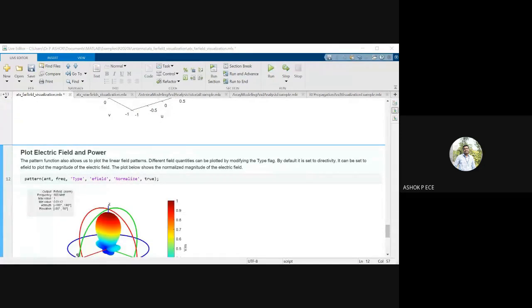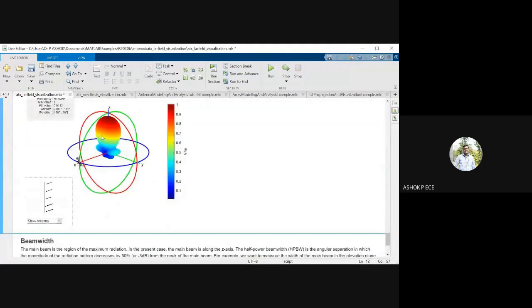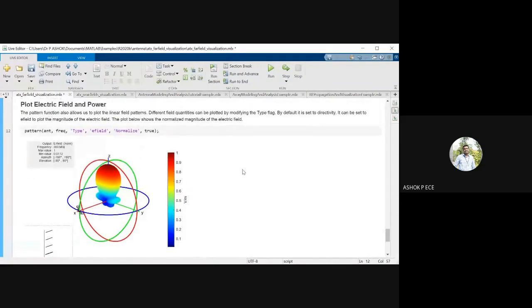This is the electric field. Along the major lobe, you have maximum field. Along the minor lobe, you have minimum field. This is the electric field distribution of the antenna.